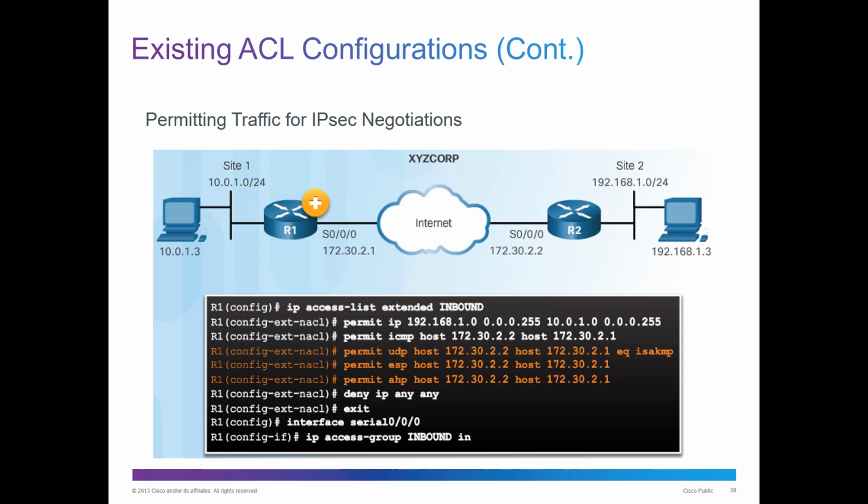Here we have the appropriate ACLs. It's a named ACL. We permit the IP, we permit ICMP, and then we permit the appropriate ISAKMP, the appropriate ESP and AH protocols, and we deny everything else. Then we apply it to an interface.